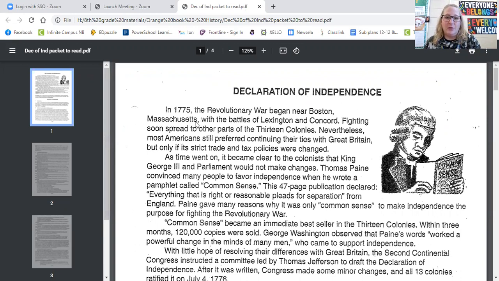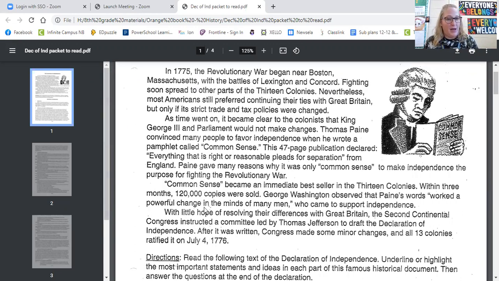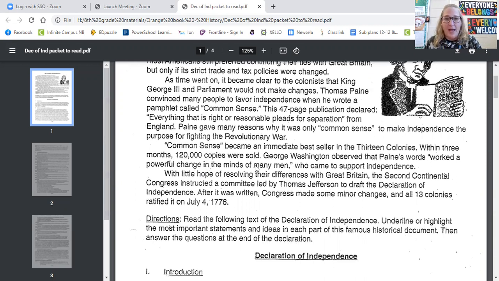Now, this first portion we went through in class, so you should already have highlighted the idea of began near Boston with the battles of Lexington and Concord. So you should know where the Revolutionary War started. Make sure you have highlighted that Thomas Paine wrote Common Sense so that you know that. And that down here on the bottom, Thomas Jefferson was the one to draft the Declaration of Independence, and that all 13 colonies then ratified it on July 4th, 1776. You need to make sure that you know that date.